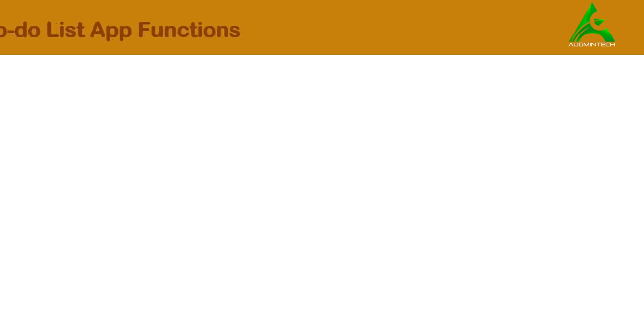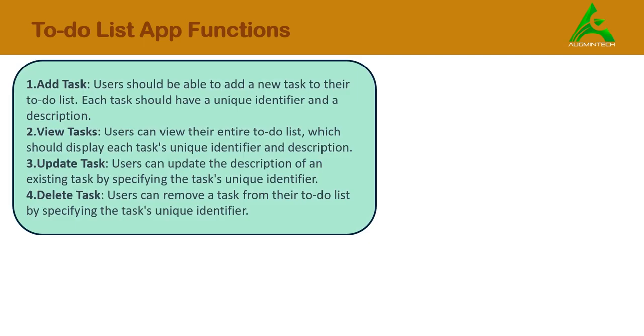Now let's have a look at the to-do list app functionality. Add task, wherein the user should be able to add new tasks to their to-do list. Each task should have a unique identifier and a description. And view task, wherein users can view the entire to-do list, which should display each task's unique identifier and description.